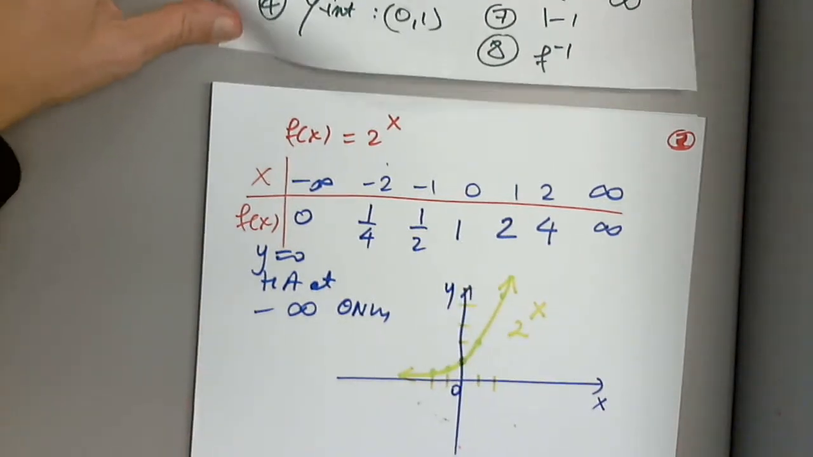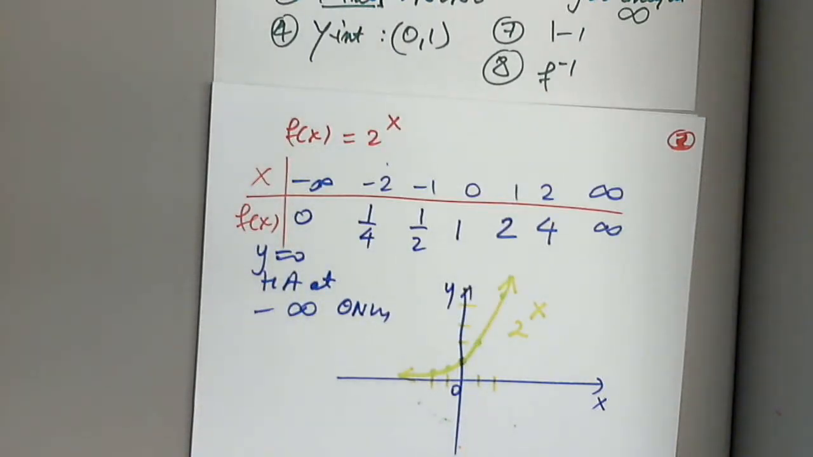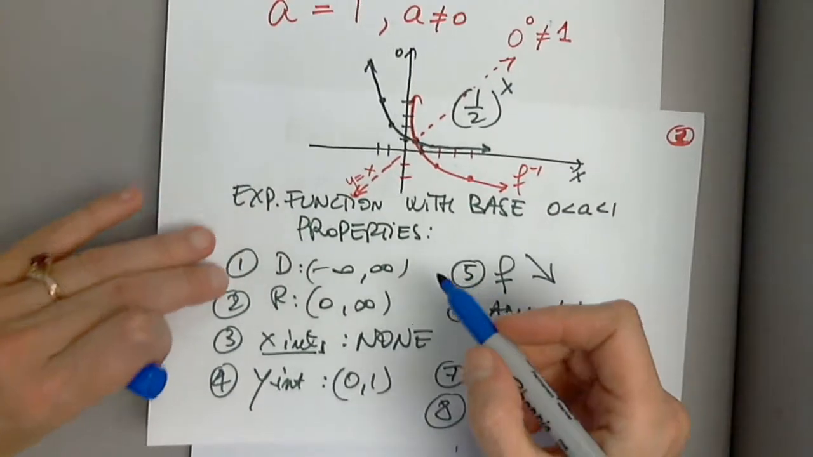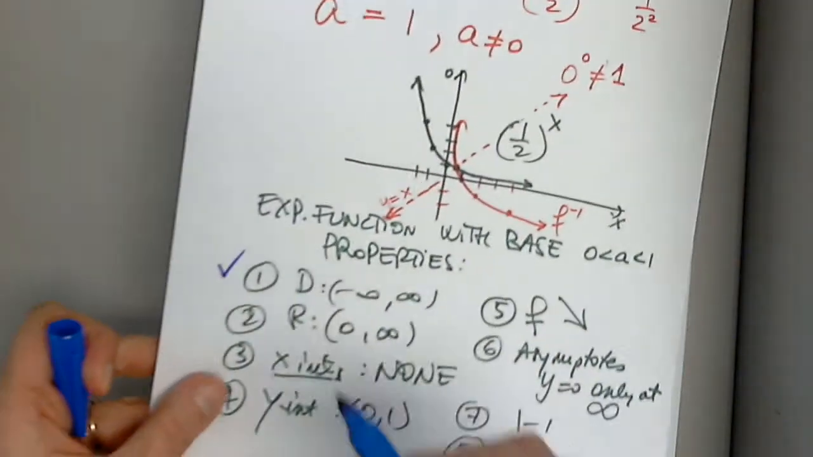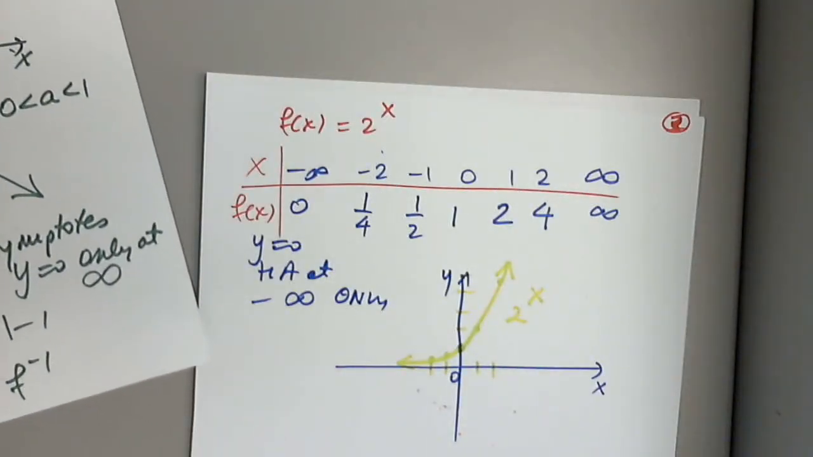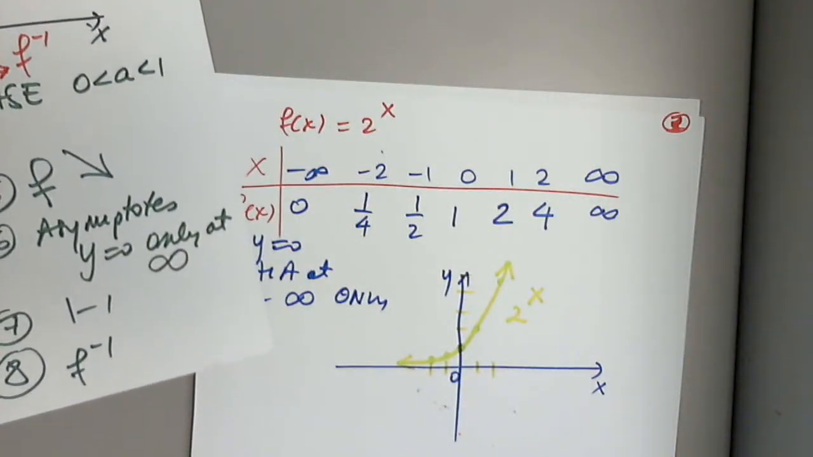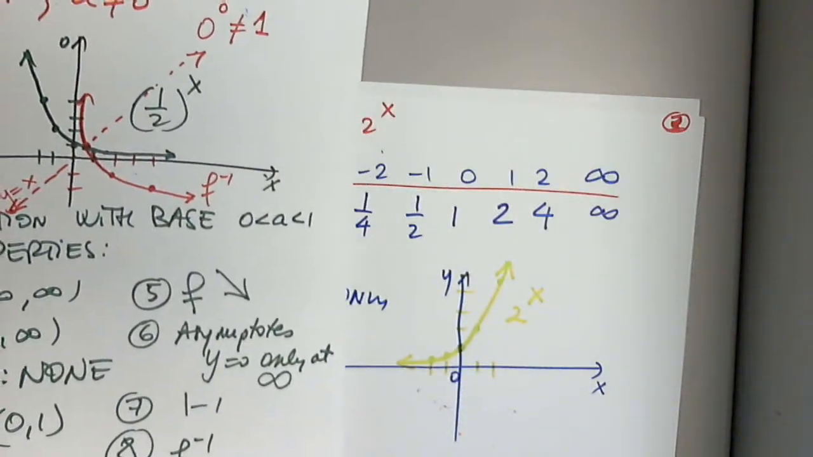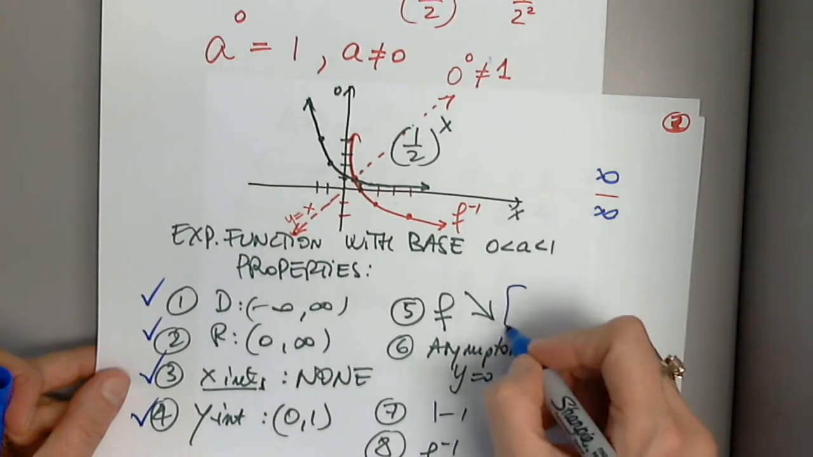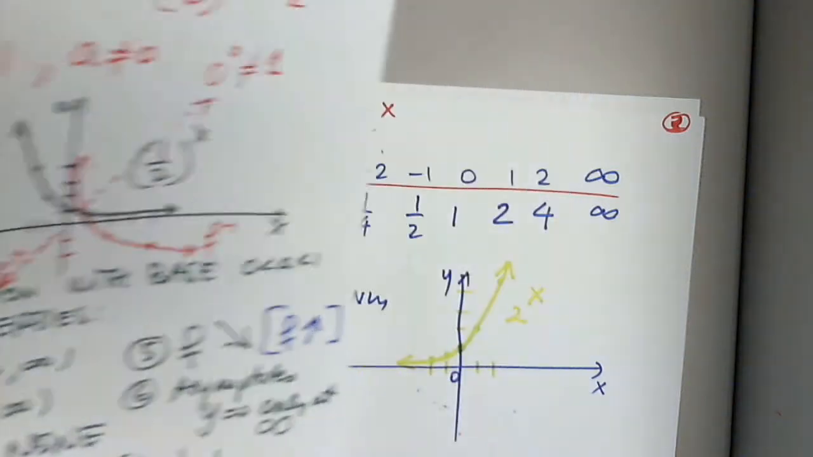And I want you to go through these 8 properties that we mentioned for the other shape. Domain? Correct. So I'll just check for the other one. Range? Check. X-intercepts? None. Check. Y-intercept? Check. Is this function increasing or decreasing on all its domain? Yes, I'm going to put in brackets here. F is increasing when the base is greater than 1.